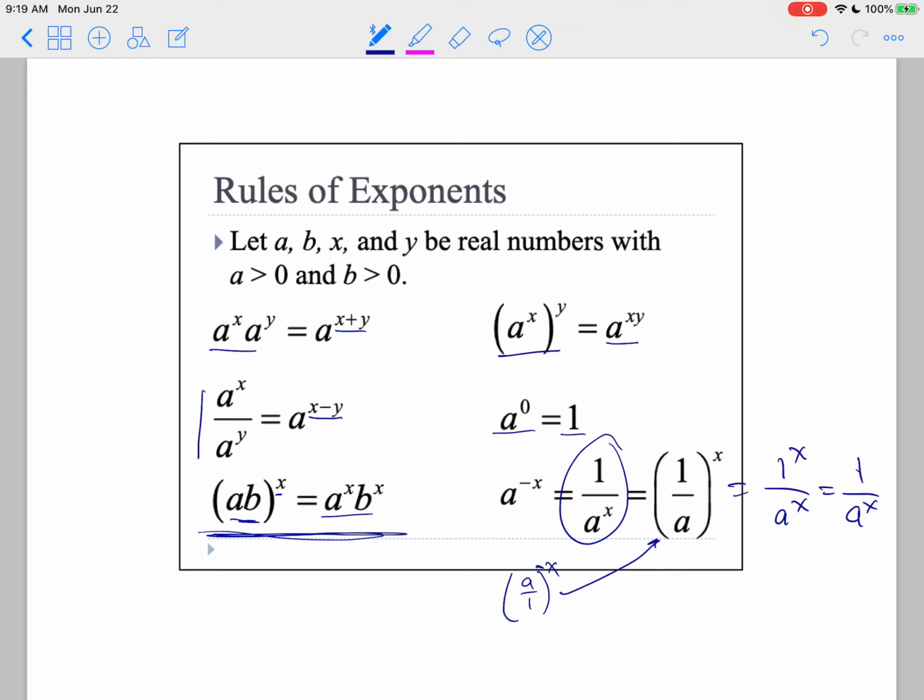I hope you are. And I'll see you in the next video while we go through graphing various exponential functions. And we'll talk about growth and decay and sort of the basic shape of what all these functions look like.